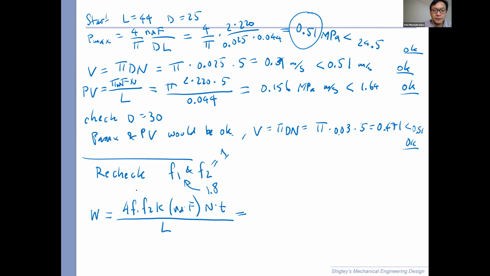If I put in F1 equals 1.8 and put in everything else, I obtain that the wear is this much. Okay, which is less than 0.025. Remember, this is the wear limit. So this is okay. This is saying that my wear will be 0.0125 with the selection L 0.044.